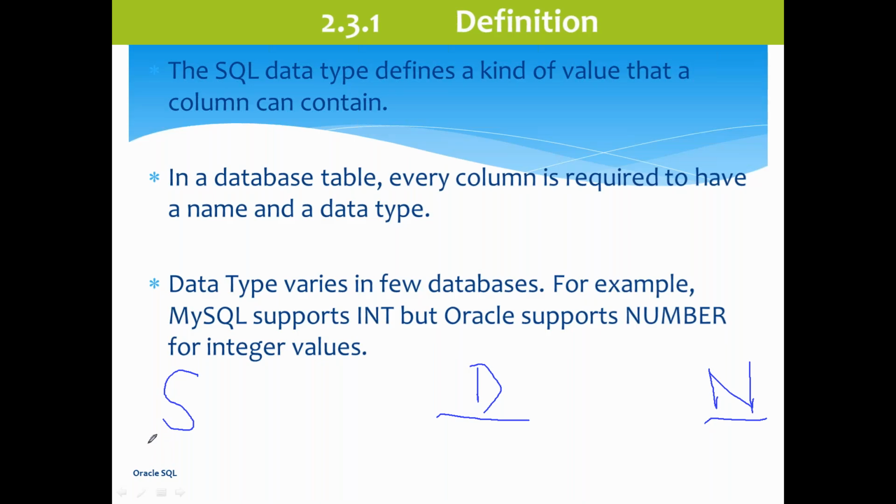And if any character is coming, then the string data type will be used: A, B, C, D up to X, Y, Z, capital letter, small letter. All these come under string. Any symbol also comes under string, like at the rate, ampersand, hyphen, plus, minus. So this string is very powerful.